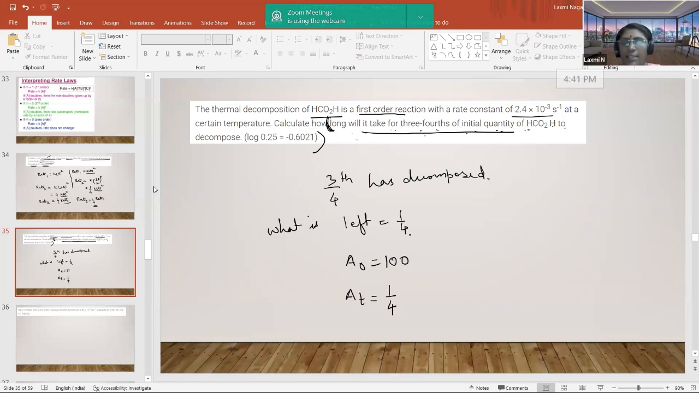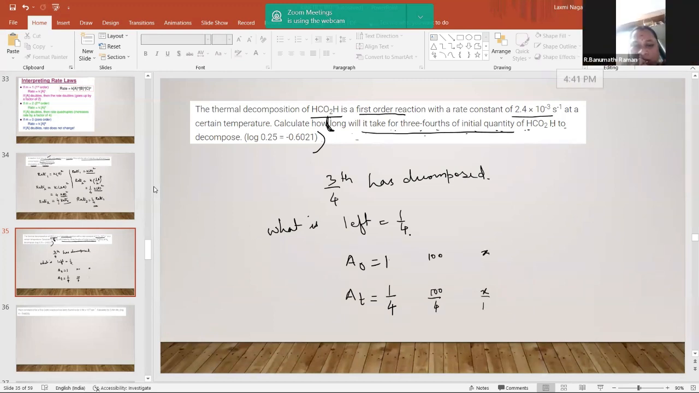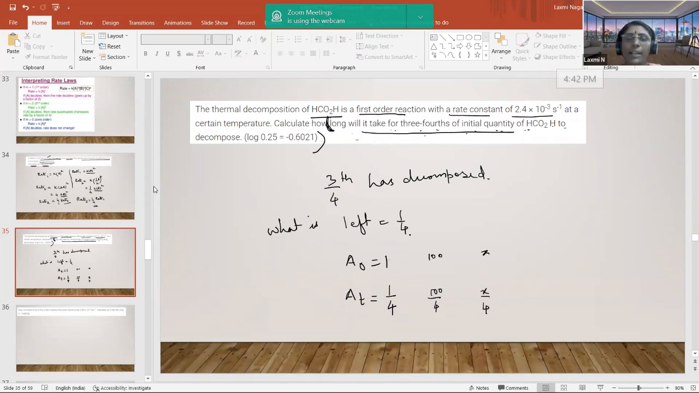If I say this is 100, because they follow so many books, they might have seen 1 becoming 1 by 4 or 100 becoming 100 by 4. All these mean the same. So the rate constant is given and how long is the question. Look at the unit of the rate constant. It is given in per second.